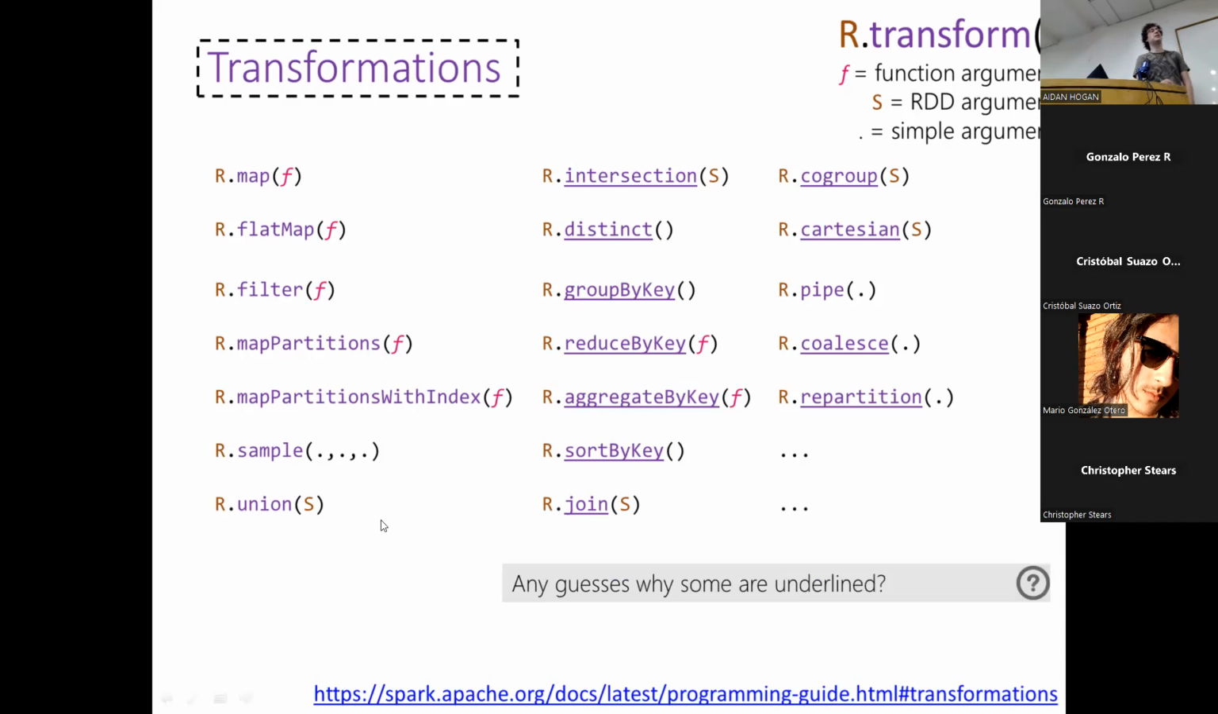Any guesses why some of these might be underlined without me explaining what these transformations are doing? Is there anything particular about the underlined ones versus the non-underlined ones?